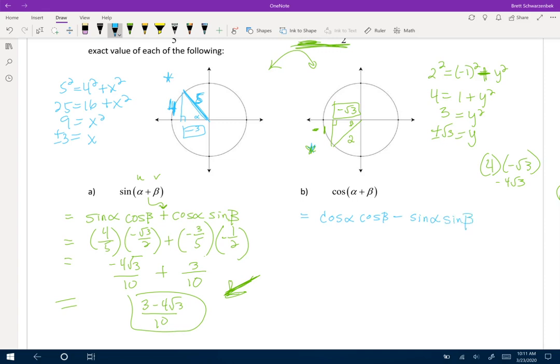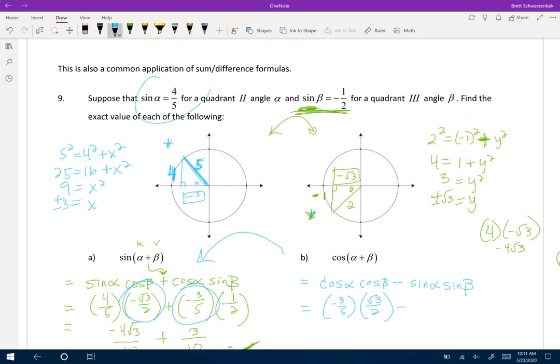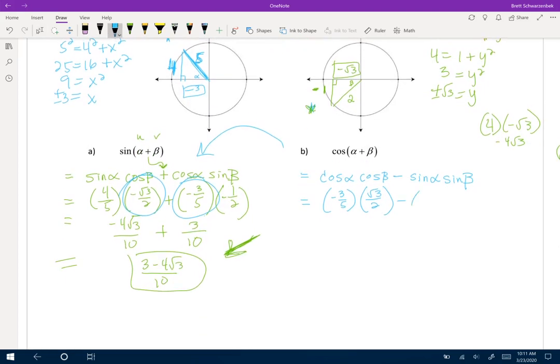Okay, we know each of these values, not only in the triangles, but we actually found them all over here. So we can go right through this. Cosine of alpha is negative 3/5. Cosine of beta is negative root 3 over 2. Both of them we found over here. Sine of alpha and sine of beta were both given as 4/5 and negative 1/2. So 4/5 and negative 1/2.